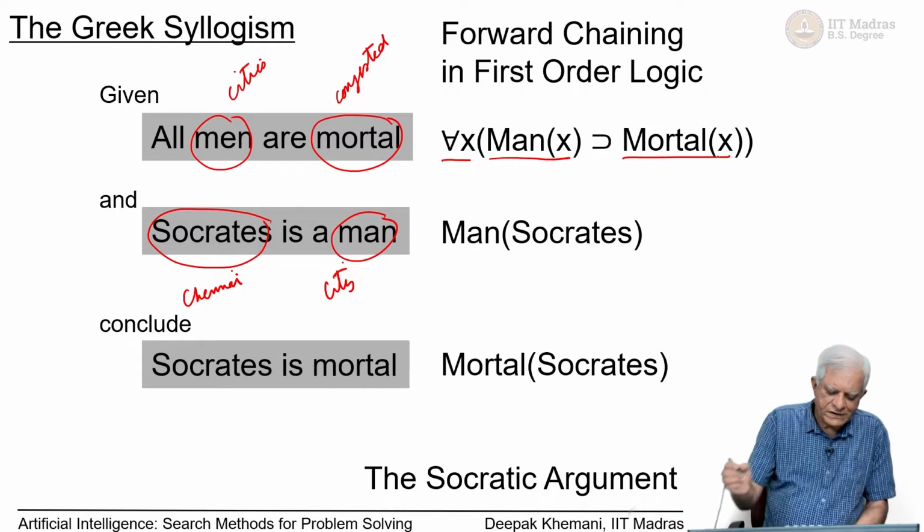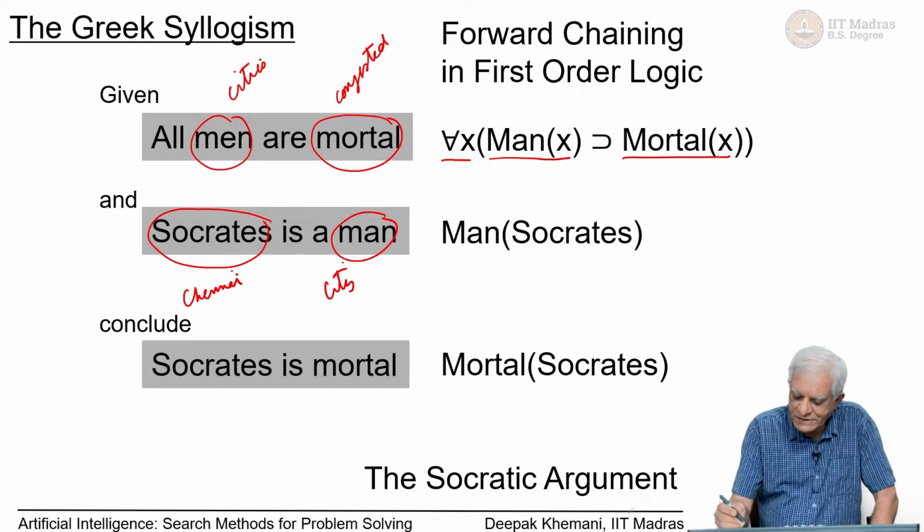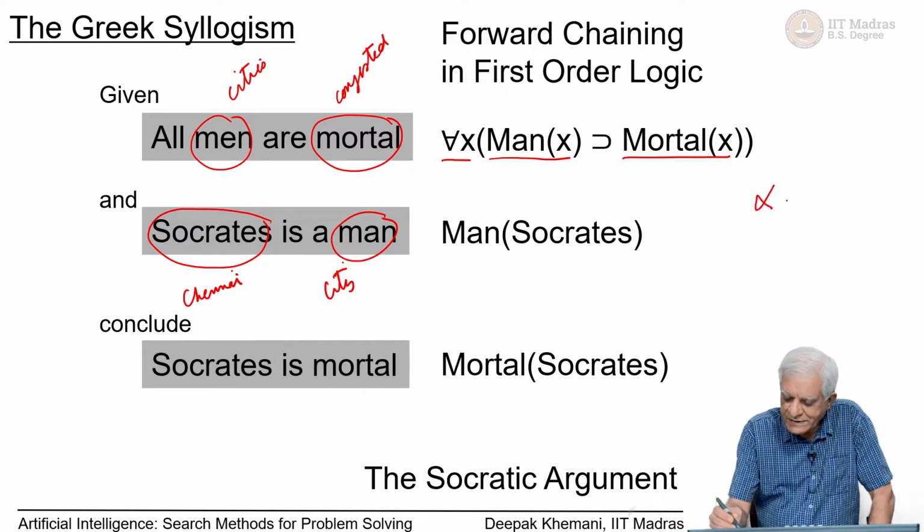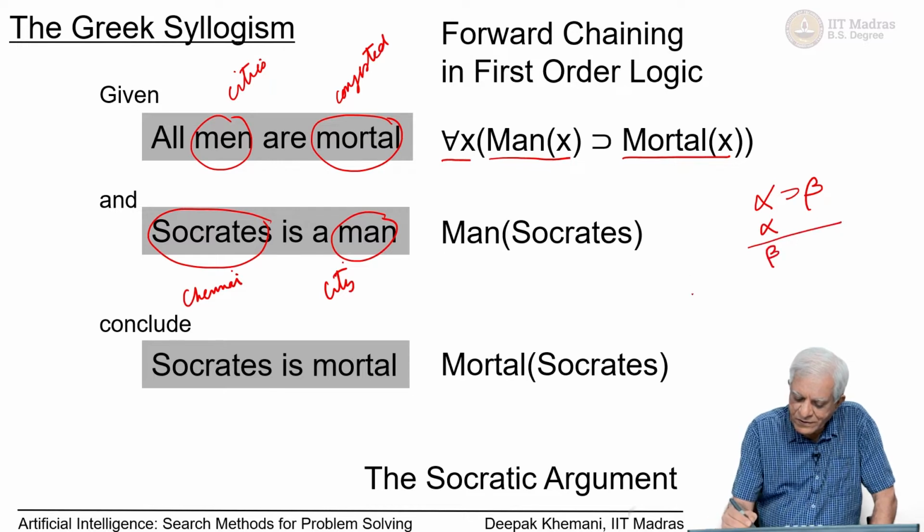So, if you have studied logic, you would know that modus ponens looks like this: if you have a sentence alpha and it implies beta, and if alpha is given to you, then you can infer beta. This is called a rule of logic called modus ponens.